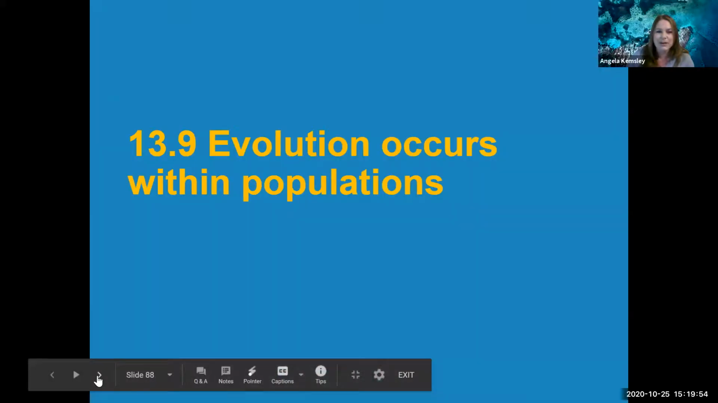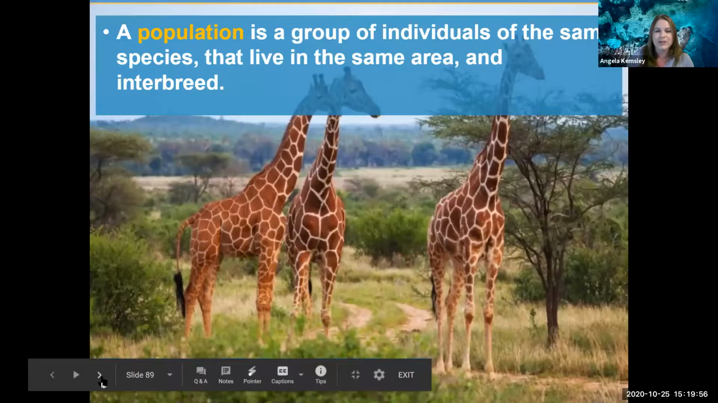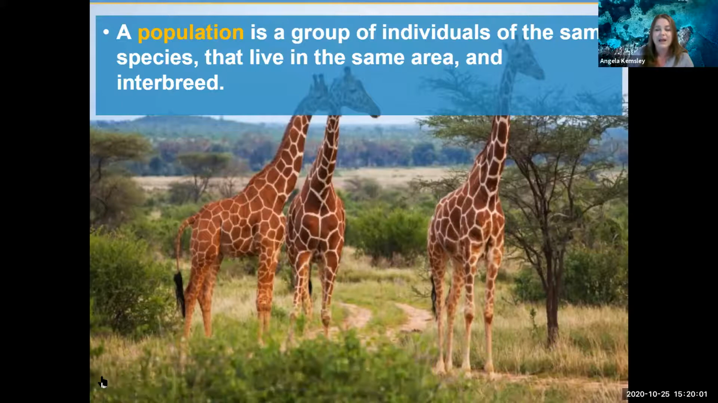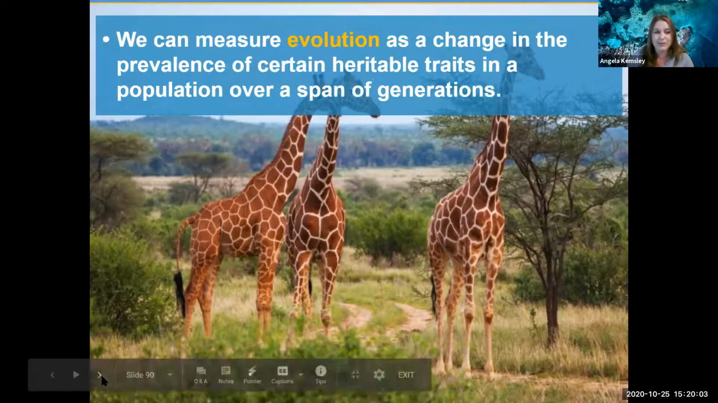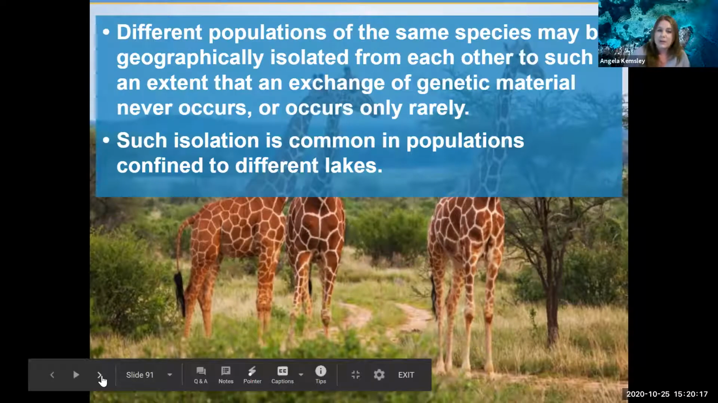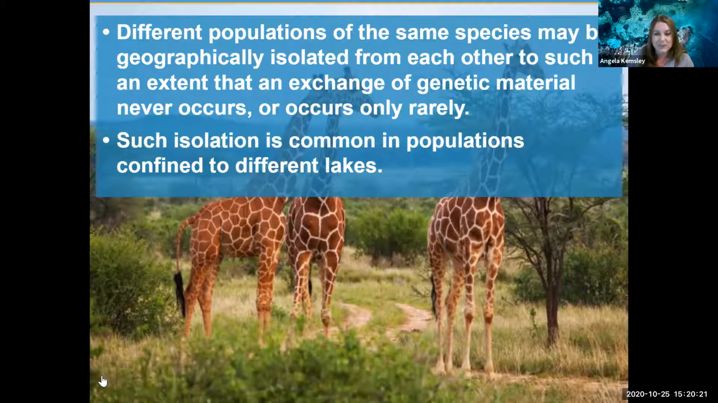So let's look at how evolution occurs within populations. Again, remember that a population is a group of individuals of the same species that live in the same area and interbreed. We can actually measure evolution as a change in the prevalence of certain heritable traits, the genes or alleles in a population, over the span of generations. Different populations of the same species may be geographically isolated from each other to such an extent that exchange of genetic material never occurs or very rarely occurs.